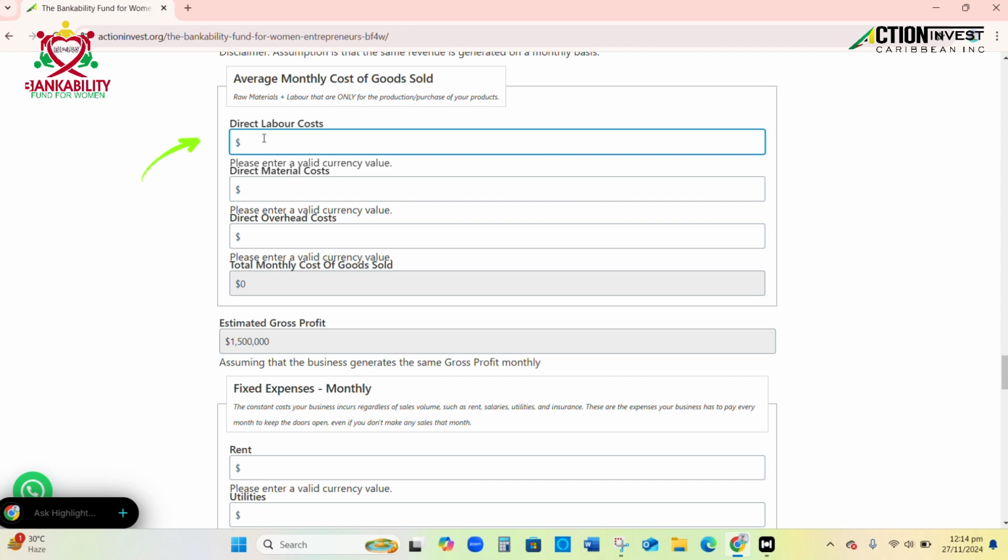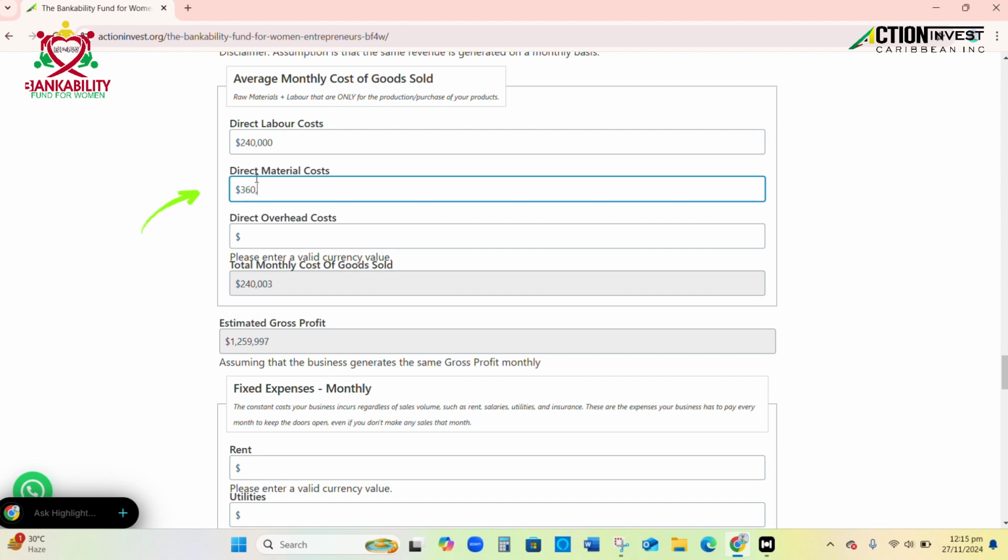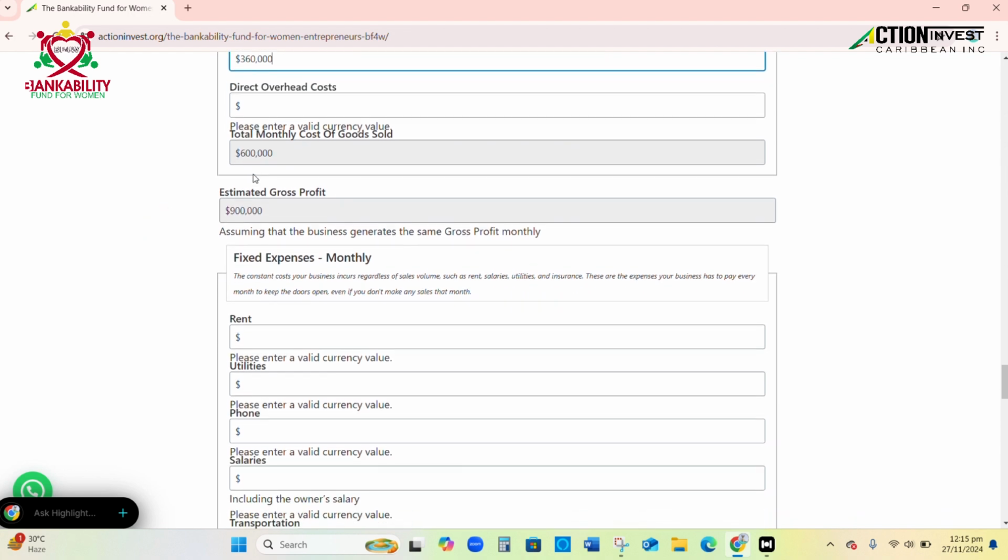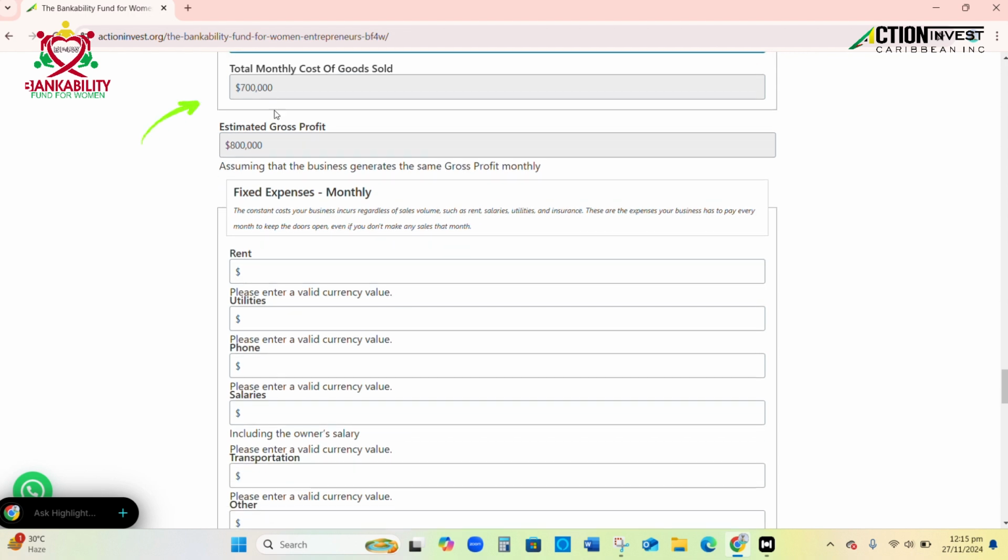Direct labor costs. This is what you pay to the folks or yourself working directly on production. In our example, that's $240,000. Raw material costs. The materials you buy or make your product. Here, it's $360,000. Direct overhead costs. Think of this as all the other costs directly related to producing your goods, like machinery or factory maintenance. For this example, that's $100,000.